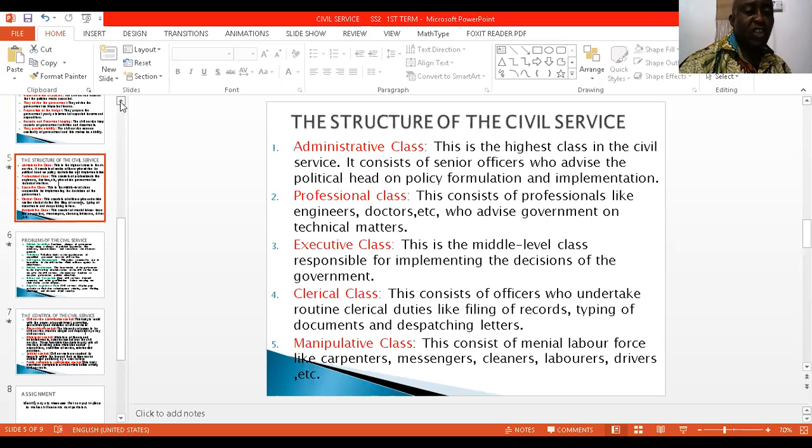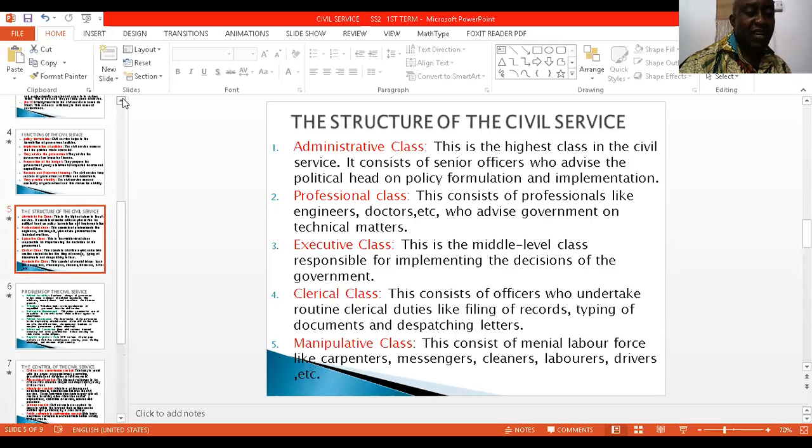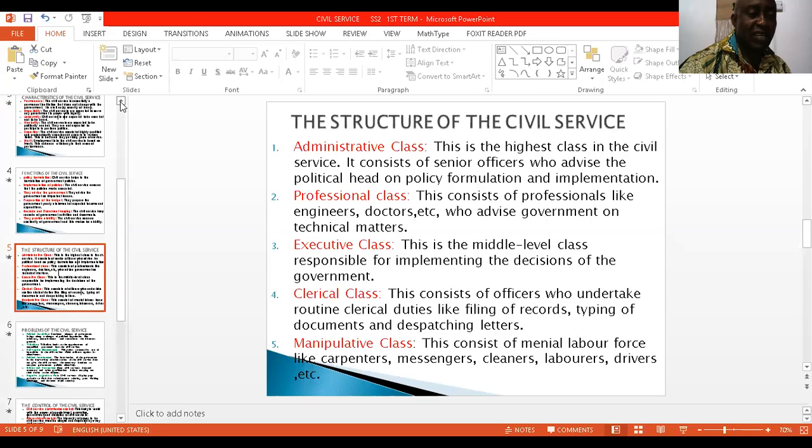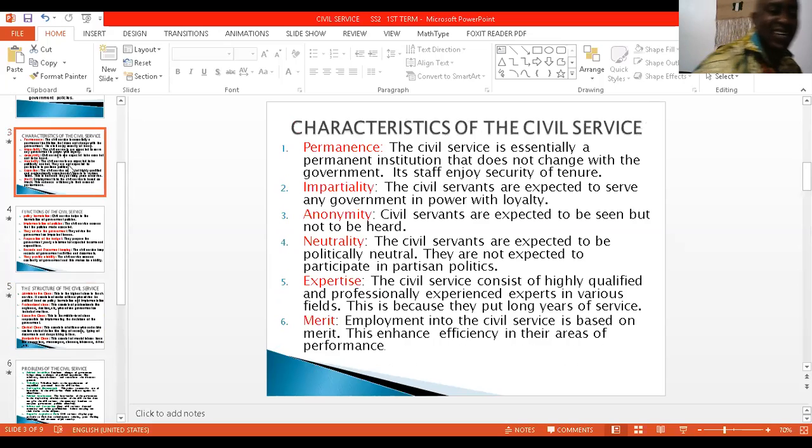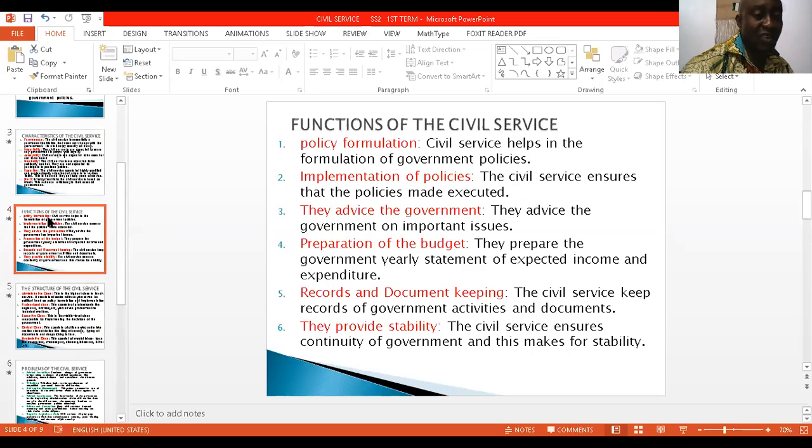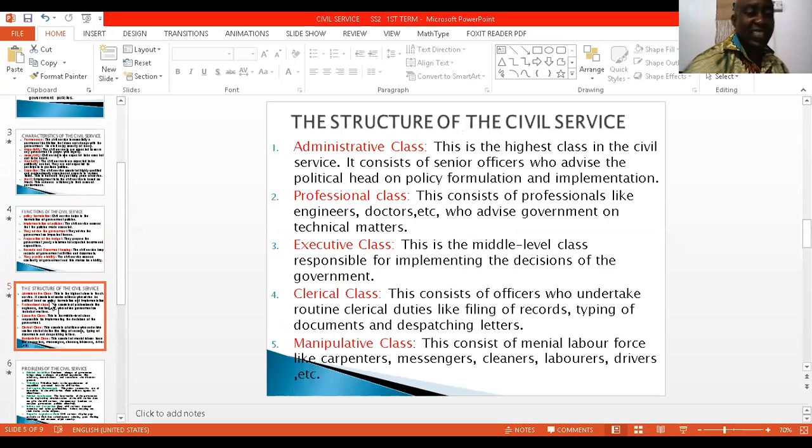We discussed their features also, their functions. Don't forget we talked about permanence. In one of their features, we discussed political neutrality, that they are neutral. We talked about the preparation of budgets, records, and document keeping. We discussed different structures, the administrative class, the professional class, the executive class, the clerical class, and so on and so forth. Any question? So all of you are following. That's very interesting. Keep it up.